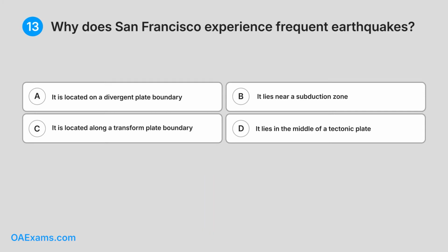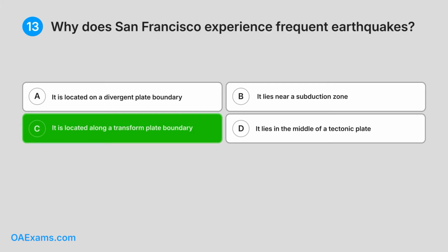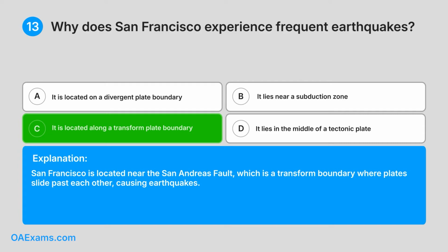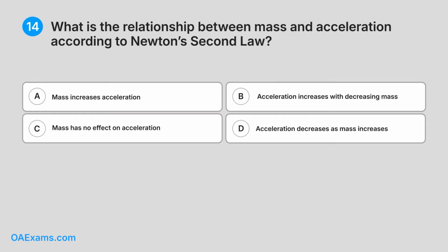Correct answer. C. It is located along a transform plate boundary. Explanation. San Francisco is located near the San Andreas Fault, which is a transform boundary where plates slide past each other, causing earthquakes. 14. What is the relationship between mass and acceleration, according to Newton's second law?